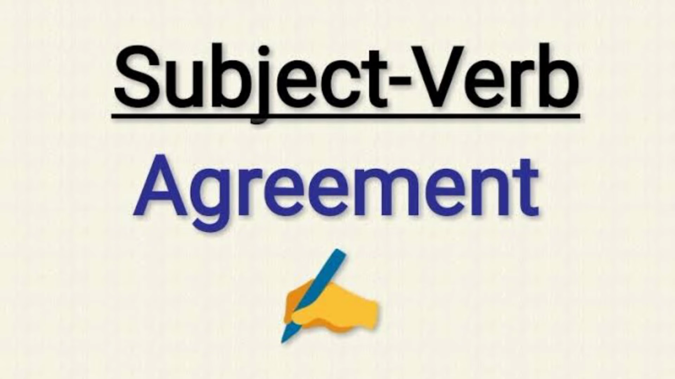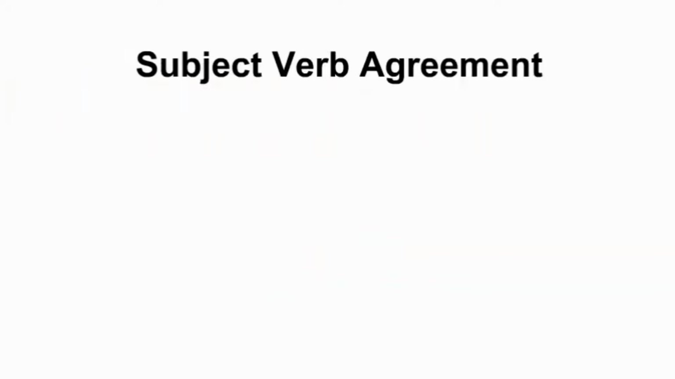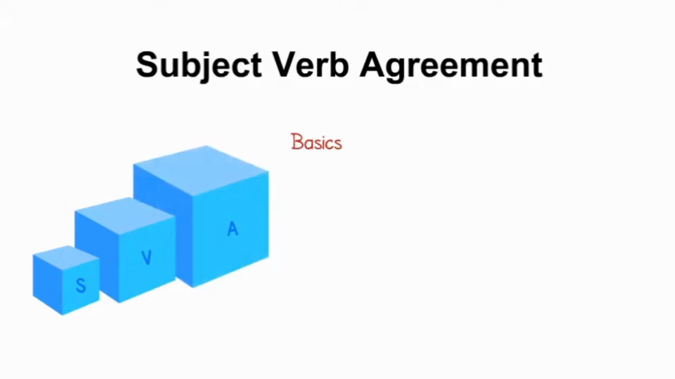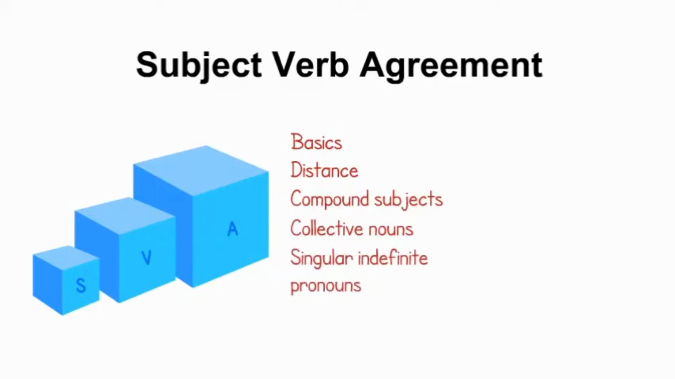In this video, you'll learn about subject-verb agreement in English. First, we will review the basics of subject-verb agreement. Then we will look at some common causes of confusion: distance, compound subjects, collective nouns, singular indefinite pronouns, and countability. Don't worry about these grammar terms. We will explain them as we go.